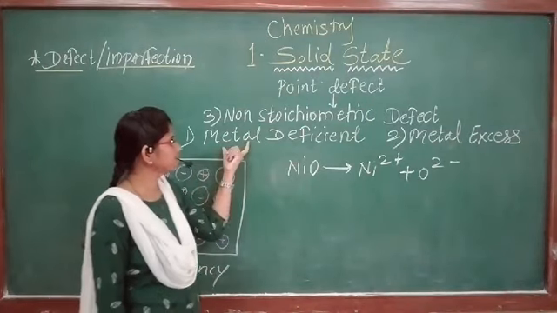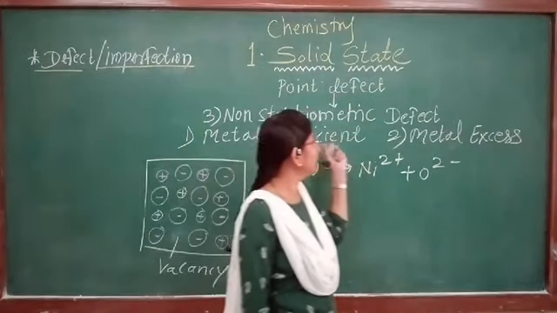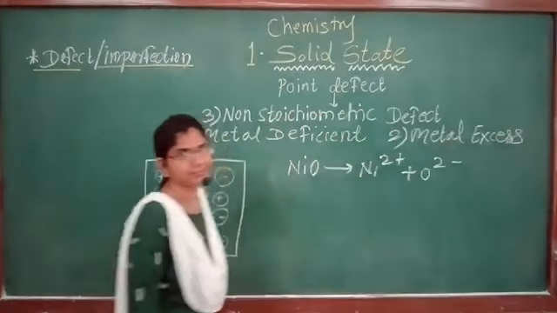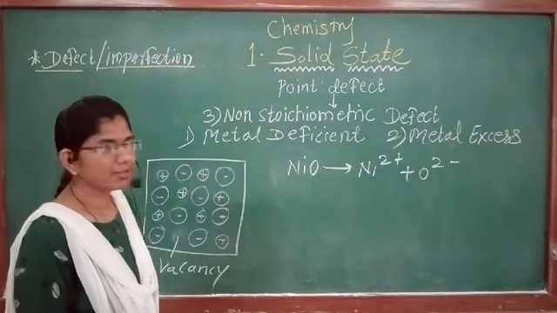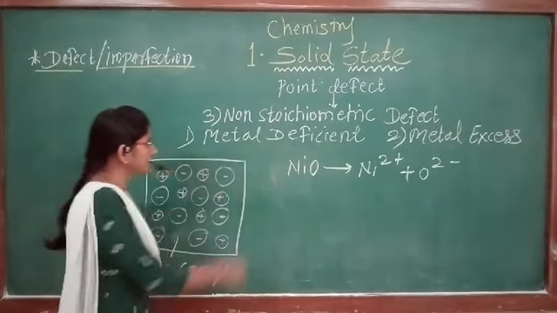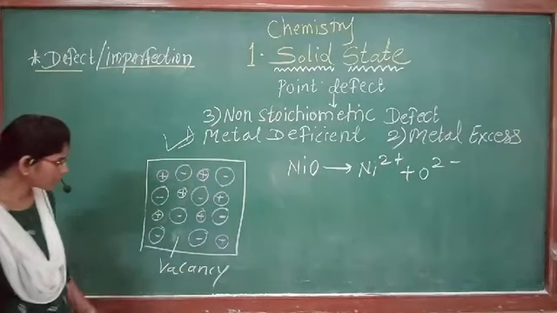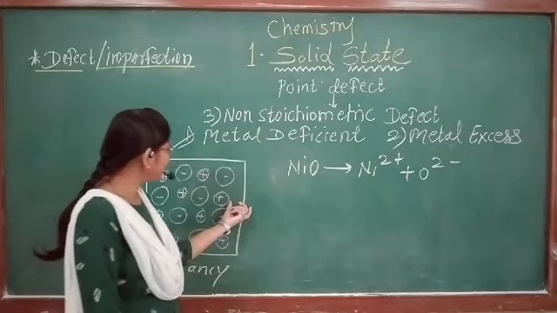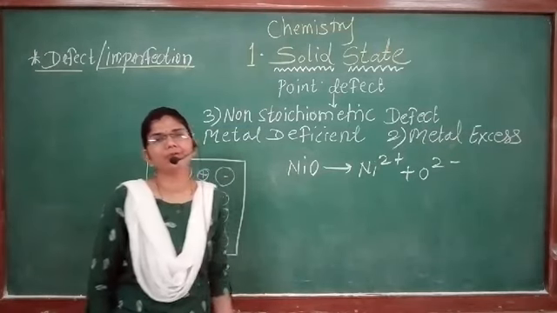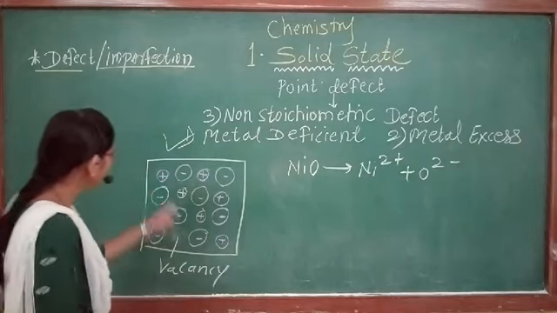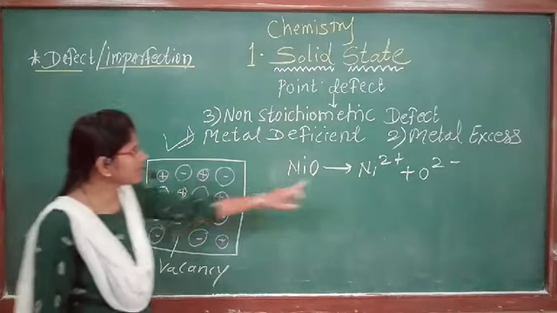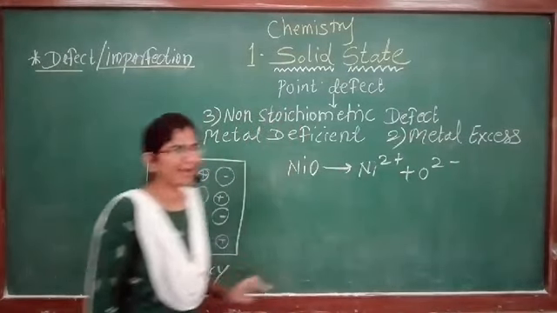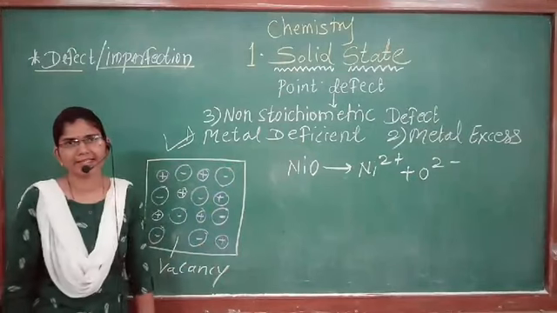The first one is metal deficient defect and the second one is metal excess defect. In that, first we have discussed the metal deficient defect. So this is an example for the metal deficient defect. This is a crystal structure of NiO, nickel oxide. Here all the positive charges are the Ni2+ and the negative charges are the O2-, because this is the crystal structure of NiO.